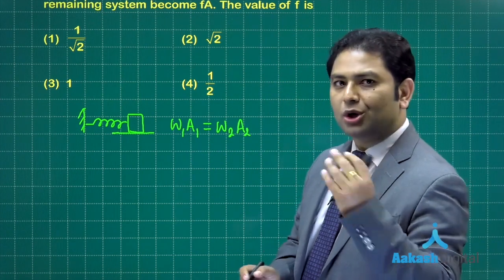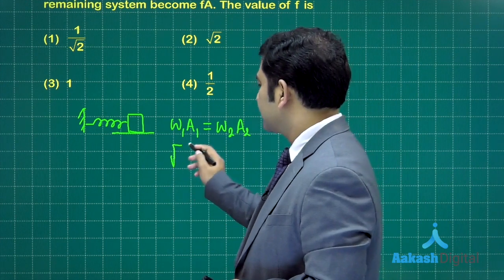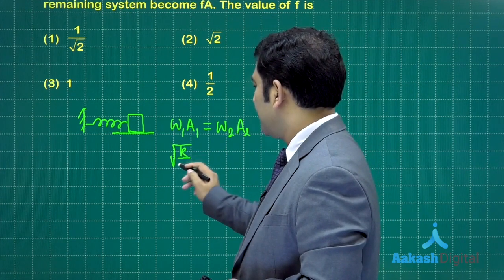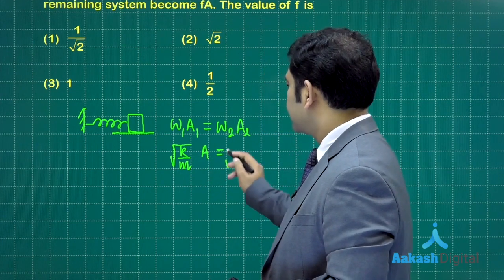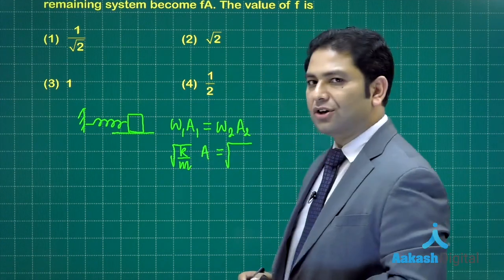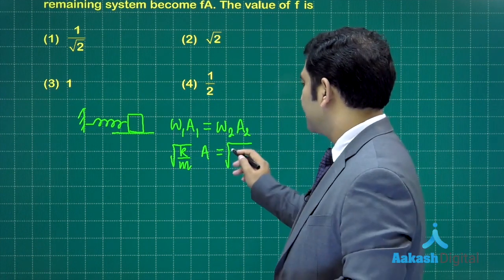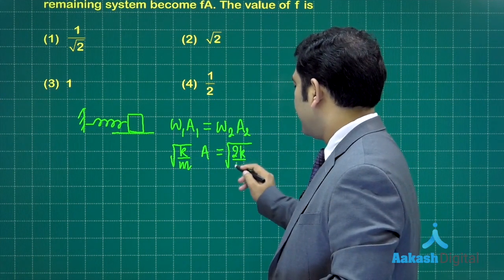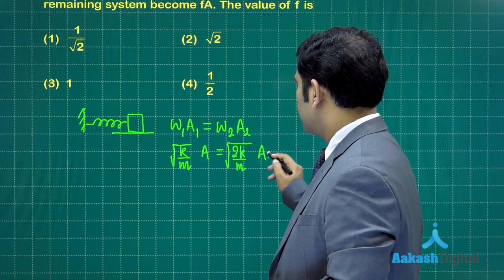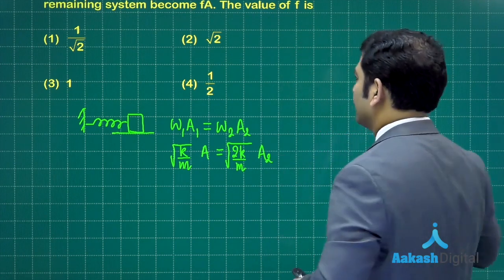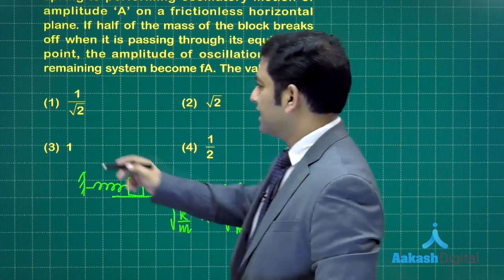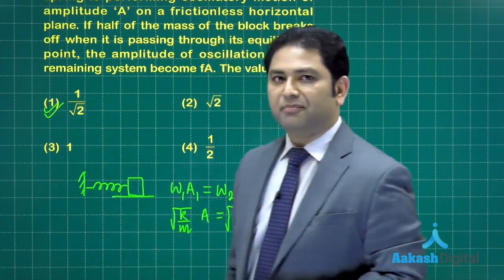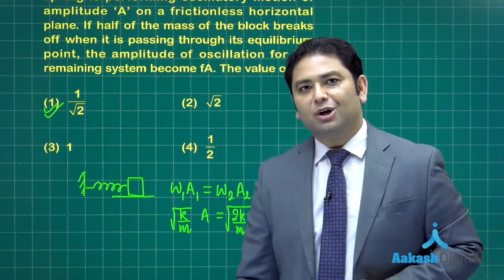And what about omega? You know, that equals root of k by m, and this is the amplitude A. In the second case, because the mass has gone half, that's going to be root of 2k by m and A2. Now you could see the value of A2 will be equal to A by root 2, and that comes as option number 1. Now let's see question number 4.